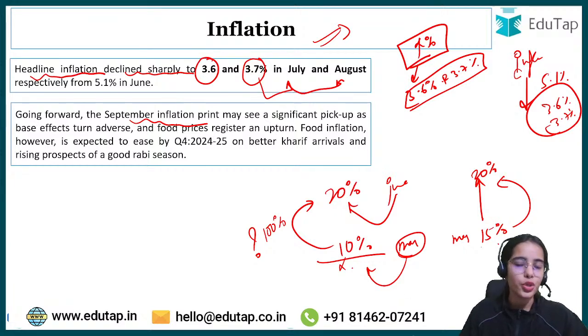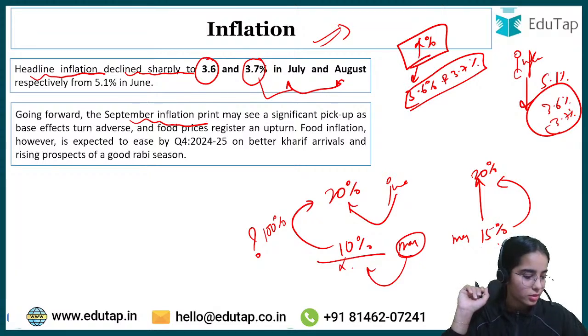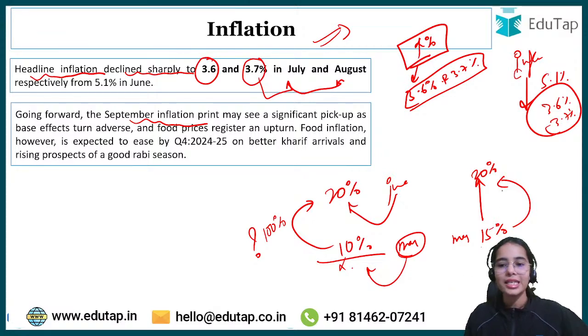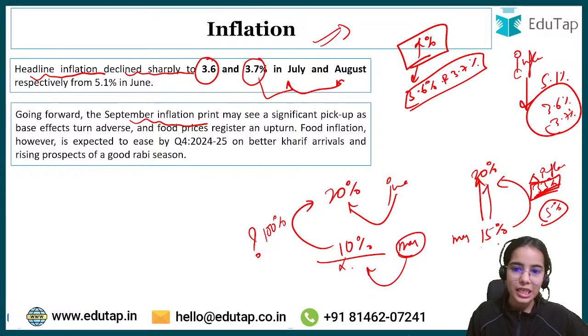From 15% to 20%, how much of the increase in inflation has happened? The increase in inflation is around 33%, right? Inflation has increased by 5 percentage points, but the change in inflation is 33%, okay? There is a 33% change that has come in the inflation.